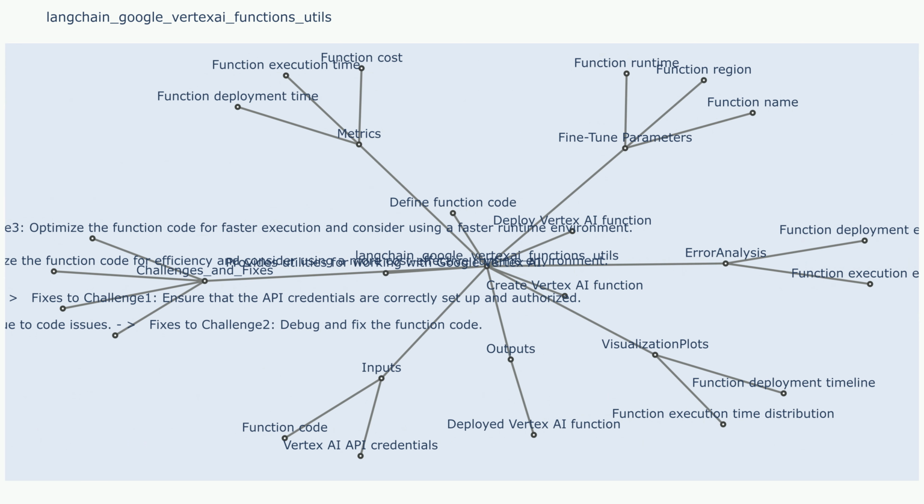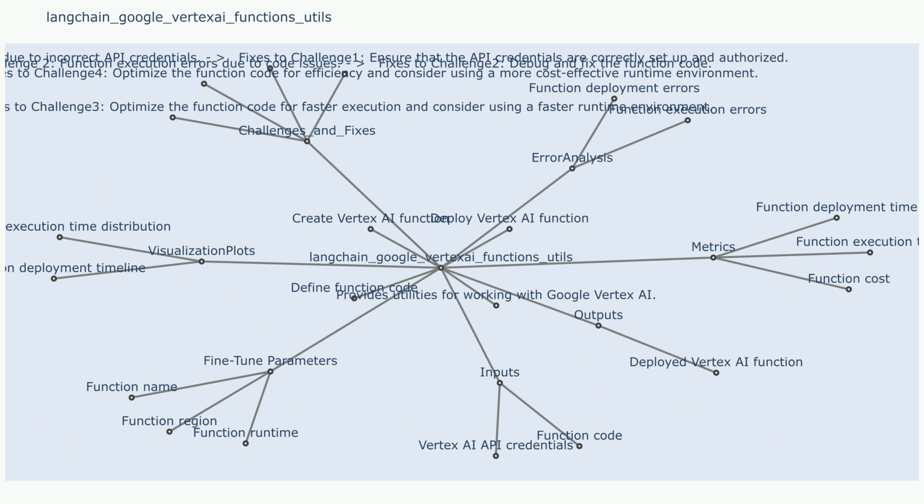Outputs. Deployed function: the functions utils module helps you deploy the provided function to the specified Vertex AI endpoint. This results in a deployed function ready to be invoked. Function invocation results after deployment. You can use the module's utilities to invoke the deployed function. The module facilitates this invocation process, returning the results of the executed function.